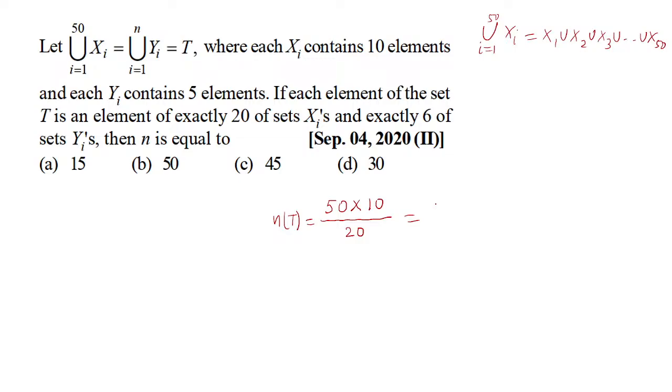Similarly, this will be equal to, there are n sets yi, each yi set contains 5 elements and each element is present in 6 of these yi sets. So with this understanding, what do you get? You essentially get 25 equal to n multiplied by 5 by 6. So n essentially turns out to be what? Kudos to all those who got 30 as the answer, because 30 indeed is the answer.